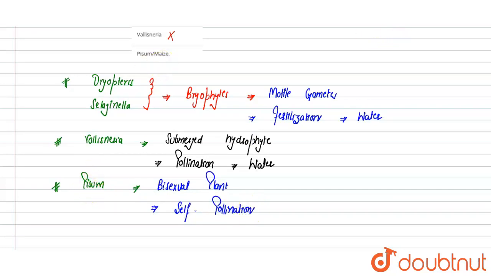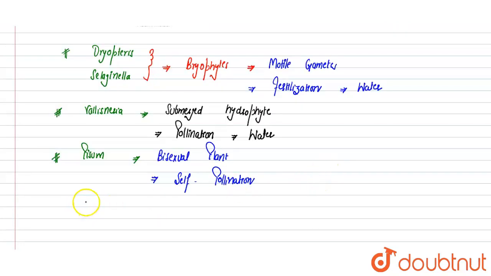Now we will see maize. In maize the stigma is feathery and hairy, so that it catches the pollen, and pollen grains are very lightweight. So in the case of maize, pollination occurs by means of the wind, which is anemophily. In Vallisneria, hydrophily occurs because pollination occurs by means of water.